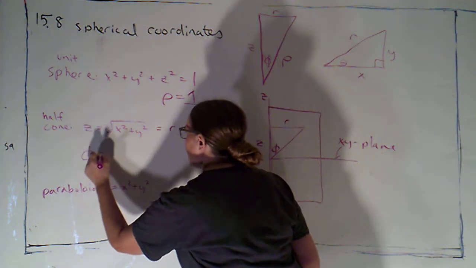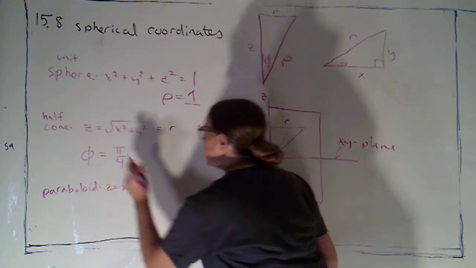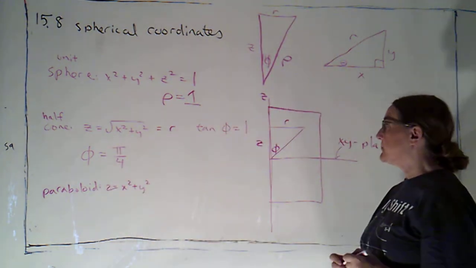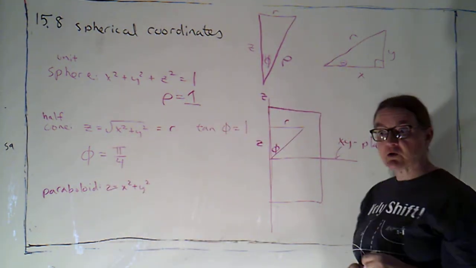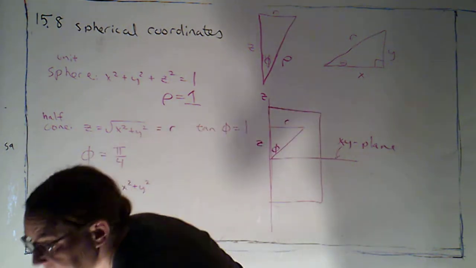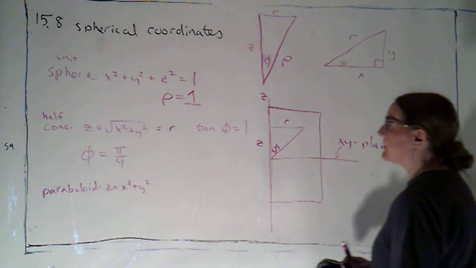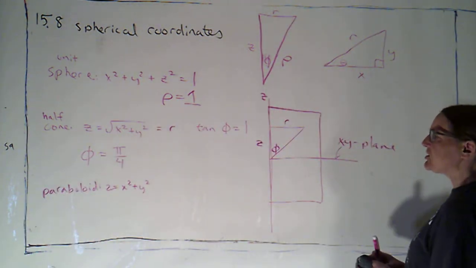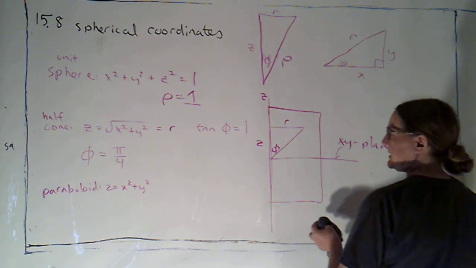This is a constant surface. Phi equals pi over 4. And I think that geometric analysis of things is the nicest way to go. Let's see, though, if we can do it algebraically as well.